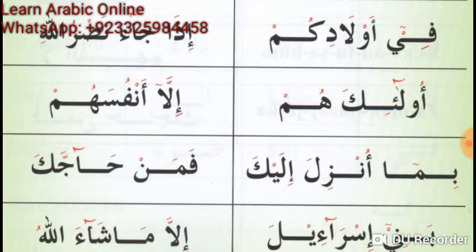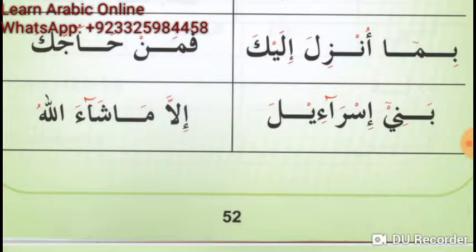All others are short vowels except lam with madda. U la. Yes, we have vowel madda also present here. U la ika hum. Bima. Bima unzila ilayka.